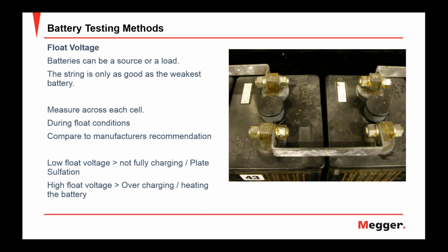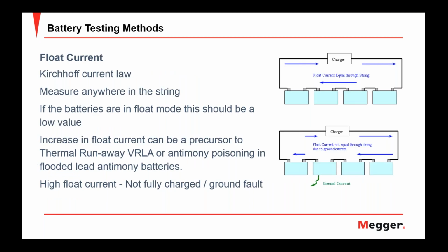Now, what happens when we have a low float voltage? Well, that means the battery is not fully charged and the plates are partially sulfated. High float voltages mean you're overcharging it and you're heating the battery up.